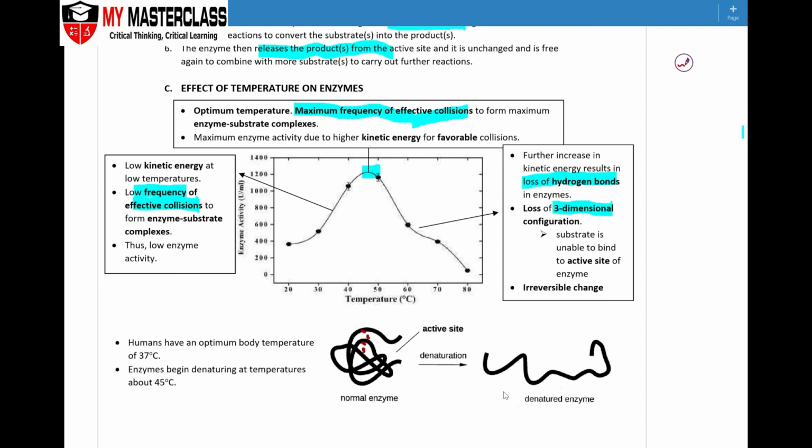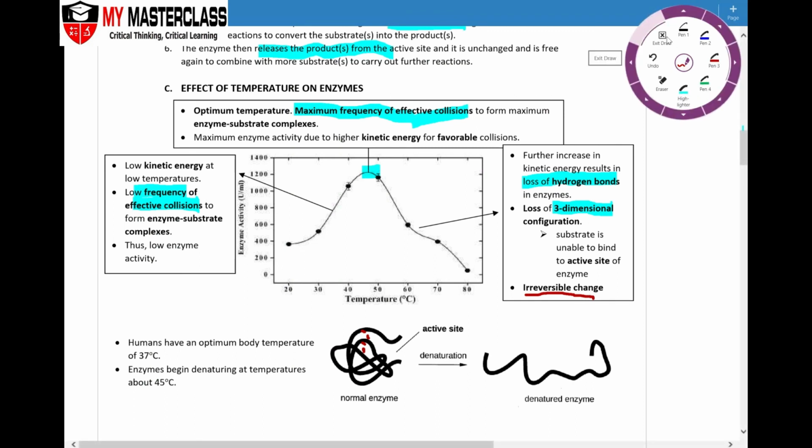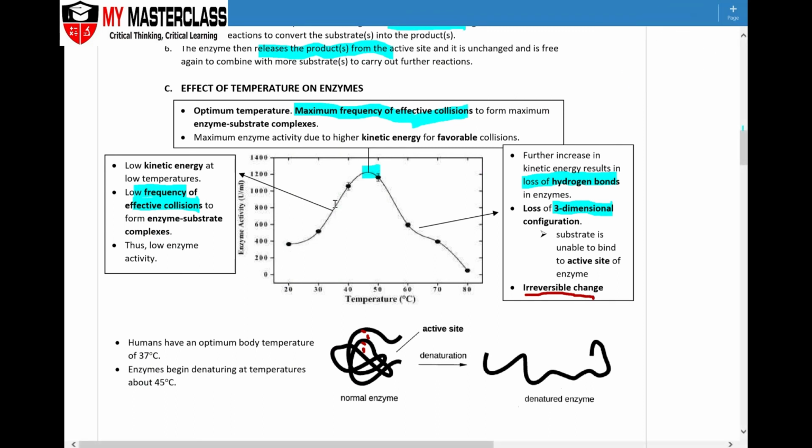As you can see, once the enzyme has denatured, my active site is lost. Once it is lost, my substrate can no longer bind to the active site, resulting in an irreversible change of structure for the enzyme itself. Note the difference. At low temperatures, there is no irreversible change. I just have to gain kinetic energy. However, at high temperatures, I can lose the structure of the enzyme, resulting in irreversible change.